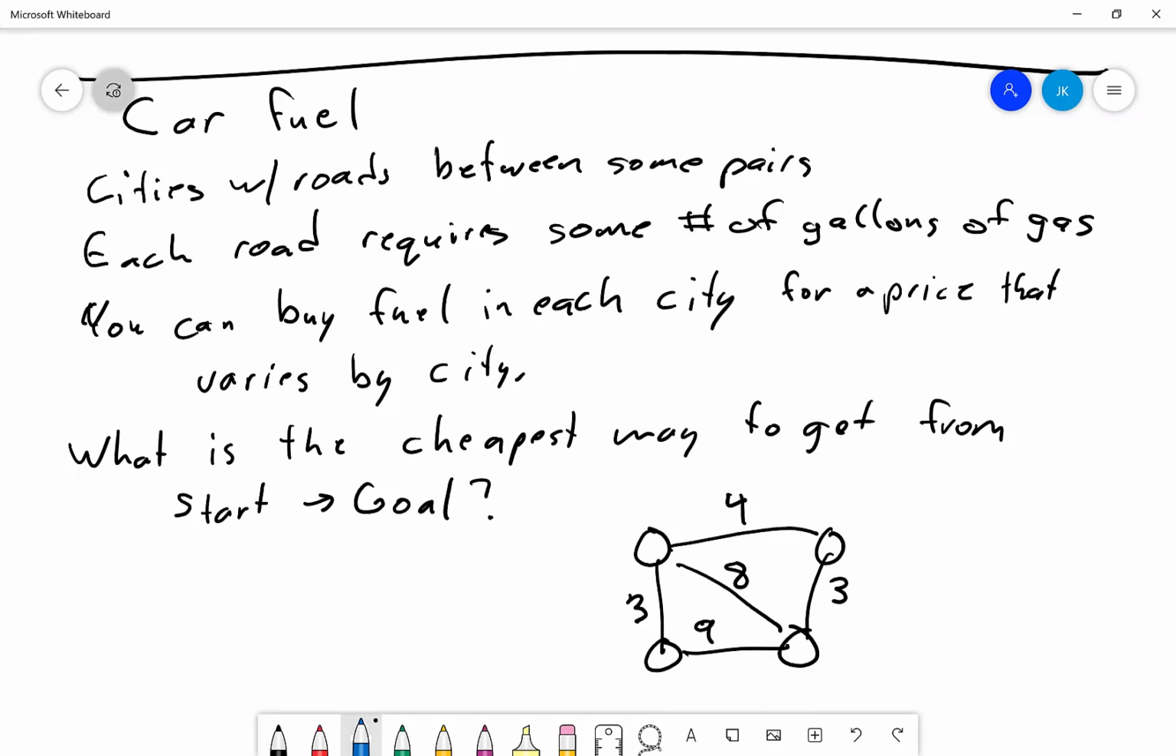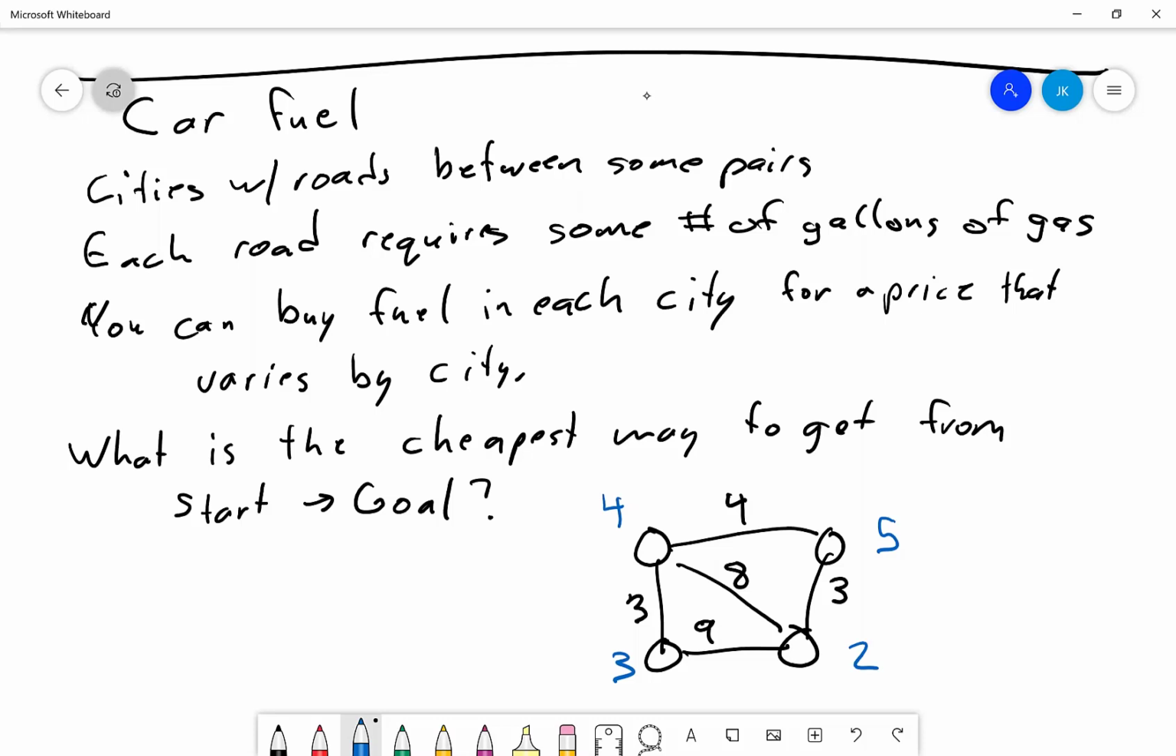Okay. And I don't know that these numbers are going to be good, but it doesn't really matter for setting up the graph. So maybe this one, in this first city, is going to cost, I don't know, 4 units of gas per gallon. And this one over here is going to cost 5 per gallon. And this one over here is going to cost 3 per gallon. And this one down here might cost 2 per gallon. Okay, so fuel has different prices.